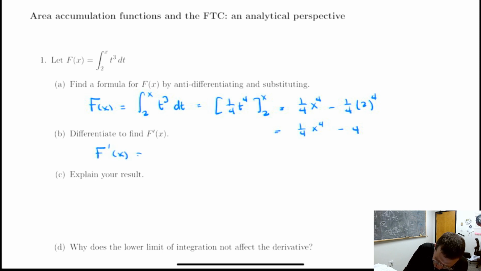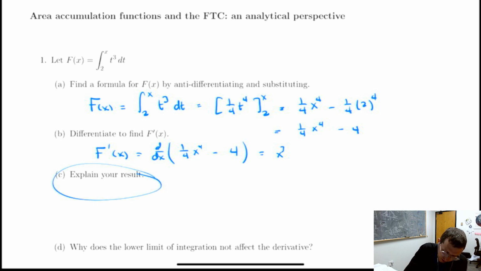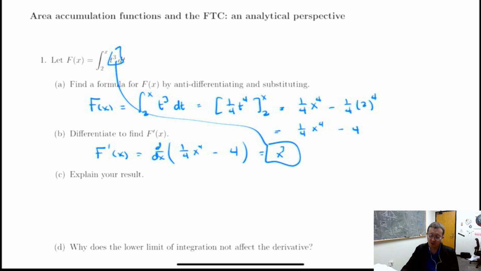Now we're asked to find F prime of x, which means differentiate this thing that we just computed. When I differentiate this, I get x cubed. And the thing that we're supposed to notice is that what I got here is the same thing as the original integrand, except I have replaced the t with this upper bound of x.